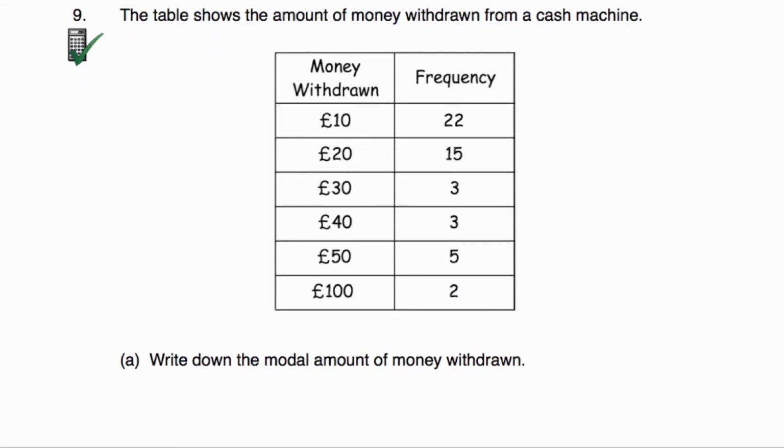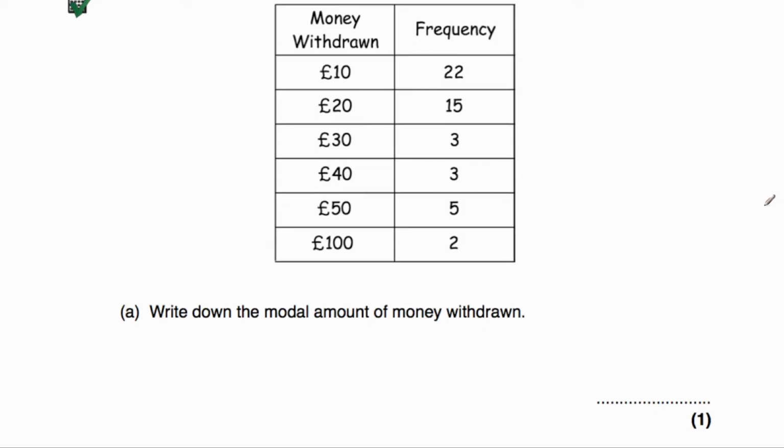Part A says write down the modal amount of money withdrawn. The modal is the one that happens the most, so the one with the highest frequency, so that would be £10. £10 is the one that happens the most often. On 22 occasions £10 was withdrawn.